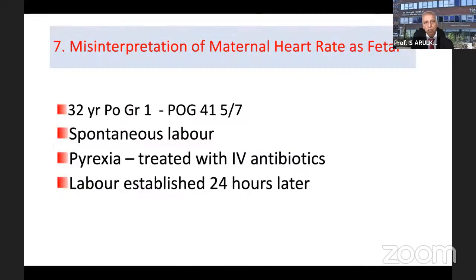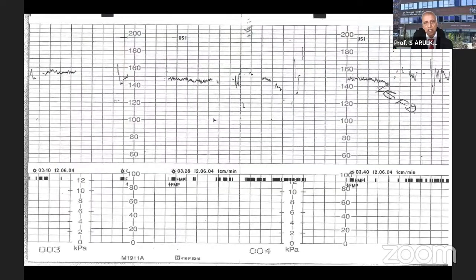The next is misinterpretation of the maternal heart rate as fetal, because, as I mentioned, with the second stage contractions, the blood gushes into the circulation and there is a rise in the maternal heart rate. So here's a 32-year-old gravida 1, 41 weeks. She has pyrexia and was treated with antibiotics. And as you could see, the trace is at 140.